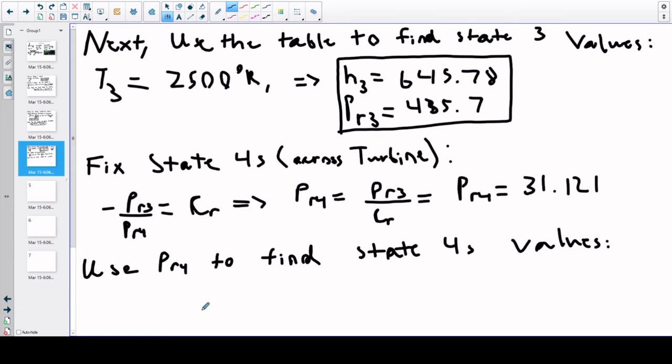Because turbines expand, which means you know the pressure is going to drop. So if you get PR4 to be higher than PR3, that doesn't make any sense. That means it didn't get expanded, it means it got compressed. And so your turbine sucks, or your turbine is not a turbine, it's a compressor. And so from PR4, you can find H4S to be 313.36.